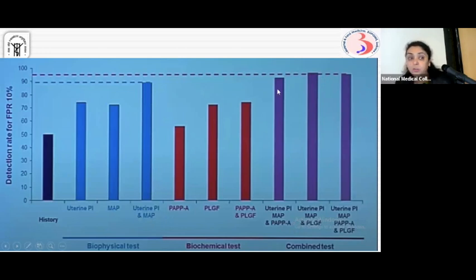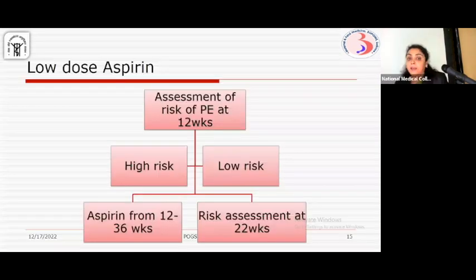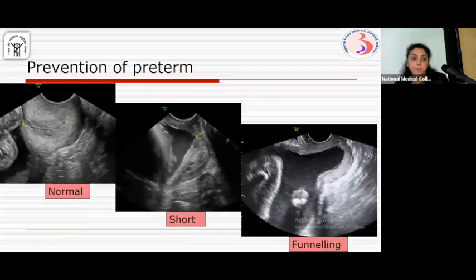This will go on to 95% if we add PAPP-A, which is a part of our double marker test. And if we add PLGF also, it goes as high as 97% for a 10% false positive rate. So this is what we can do sitting in our own clinics. If it is high risk, then the patient can be started on low dose aspirin from 12 weeks to 36 weeks of gestation. Some societies say that it can be continued even till delivery.